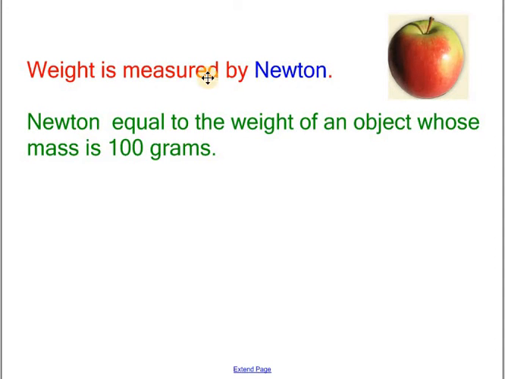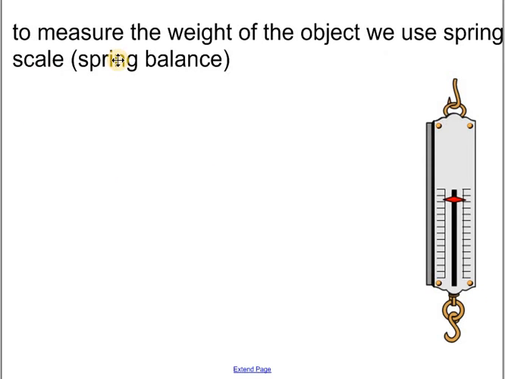Weight is measured by a unit called Newton. And the Newton equals the weight of an object whose mass is 100 gram. To measure the weight of an object, we use a spring scale or a spring balance.